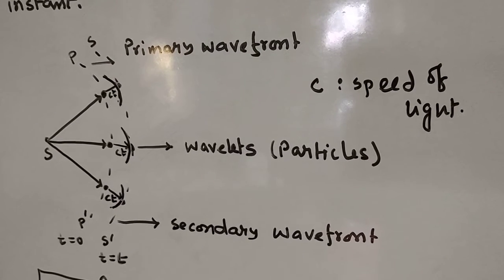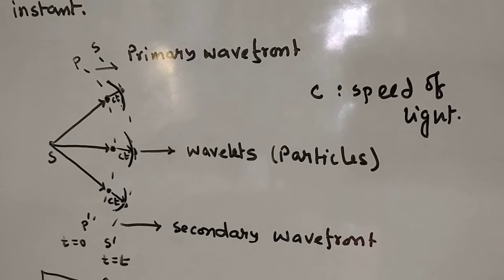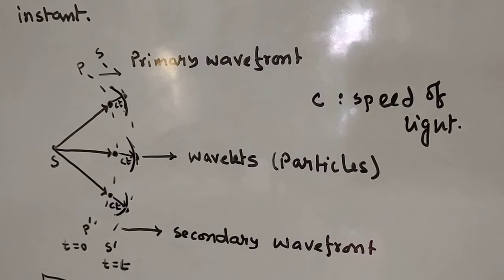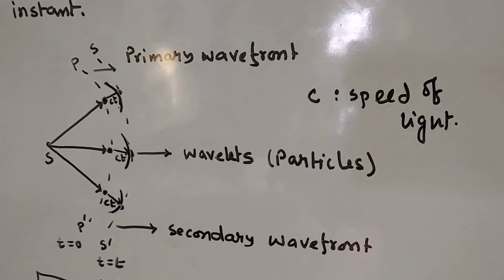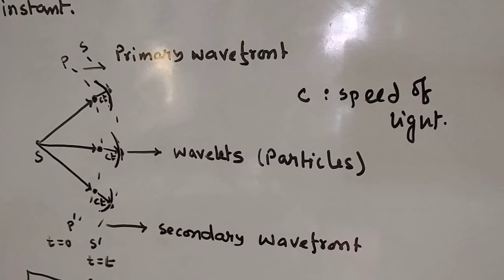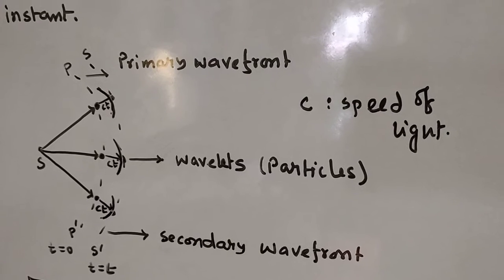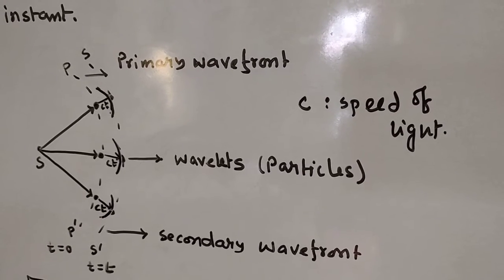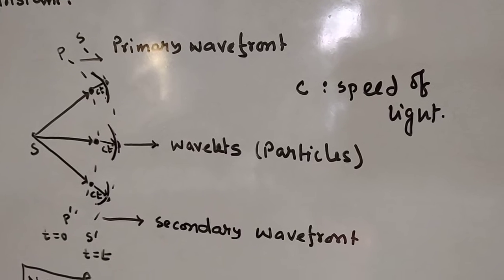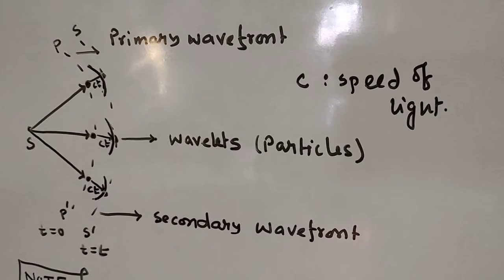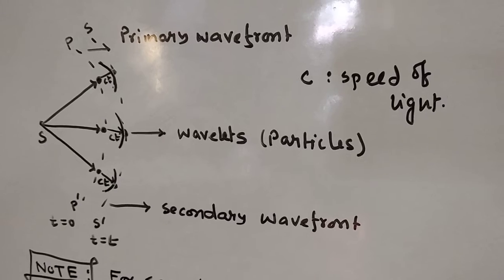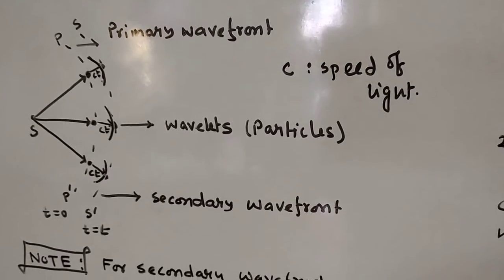Now definitely this dark dot, which acts as a source of disturbance, can be defined as your wavelet. It disturbs the neighboring particle. If you want to draw the secondary wavefront, we draw an arc considering that dark dot as the center and radius as ct, because you are trying to define the secondary wavefront at time t equal to t, where c is the speed of light. If you draw an arc with the dark dot as center and radius ct, then to get the secondary wavefront we have to draw a tangent to all the arcs, and that tangent is your secondary wavefront. The particles of the secondary wavefront which are vibrating in the same phase can be defined as your wavelets.